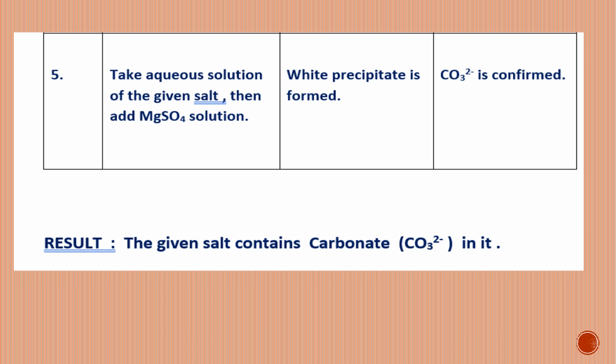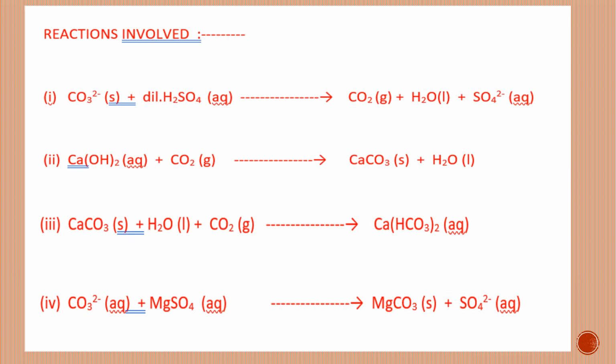Another confirmatory test: take an aqueous solution of the given salt. Now we are not taking dry salt, we are taking a small quantity of the salt and mixing it in minimum quantity of water to get a clear solution, that is aqueous solution, and then add magnesium sulfate solution to it. It will give us a white precipitate, which again confirms that there is carbonate. Accordingly, we'll write down the result after completion of the table: the given salt contains carbonate in it. And these are the reactions involved.